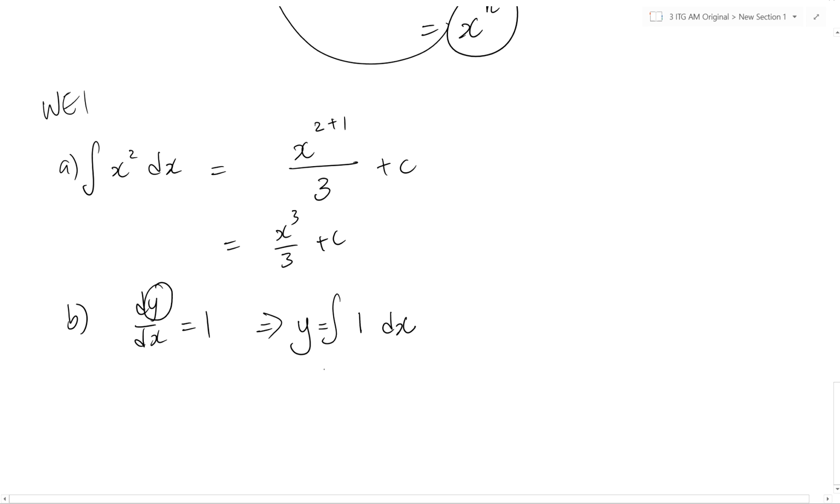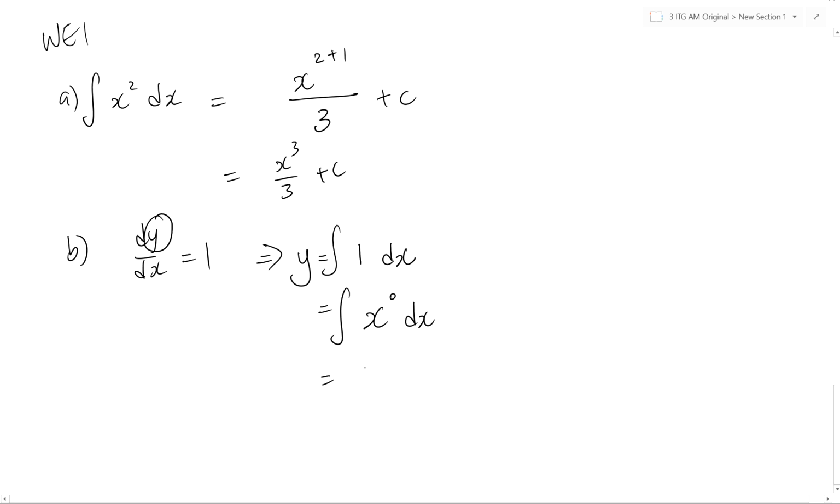Okay, so now our formula states that when I integrate x to the power of n, but in this case there's no x, we can force an x to appear by giving it power 0. So this is equal to 1. And we use our same formula. This is going to result in x to the power of 0 plus 1, which is 1, divided by the new power of 1, plus c. And this is x to the power 1, which we don't even need to write. So y equals x plus c.